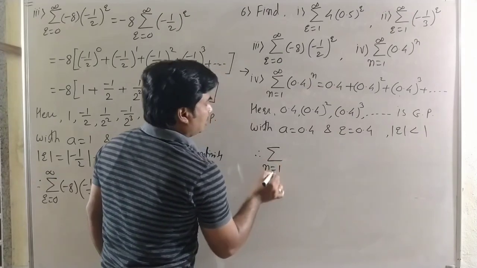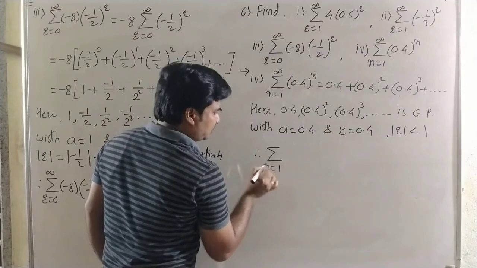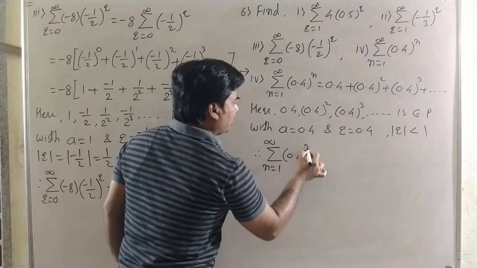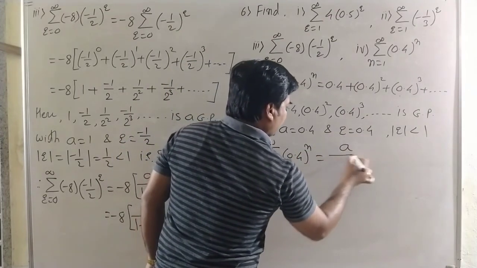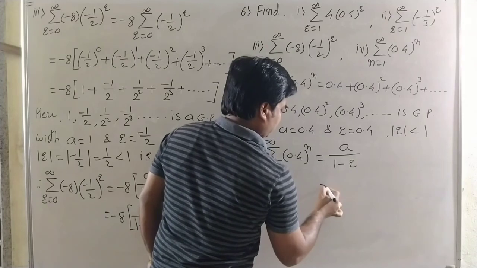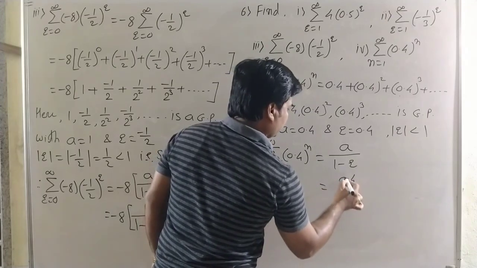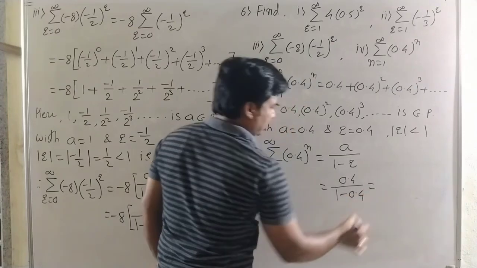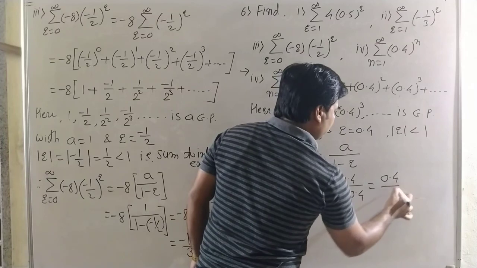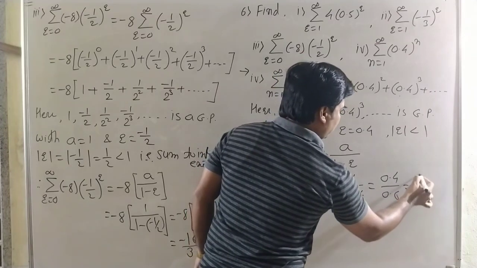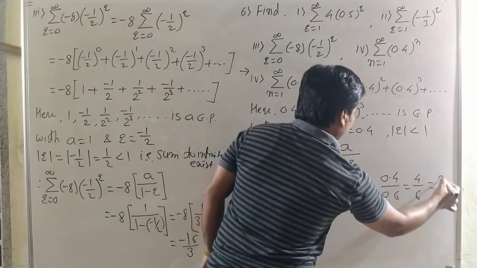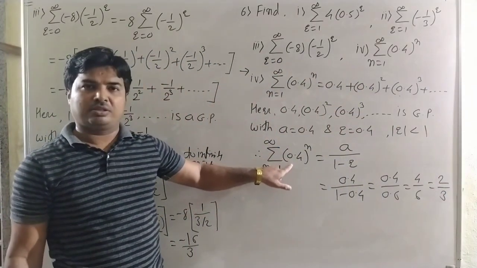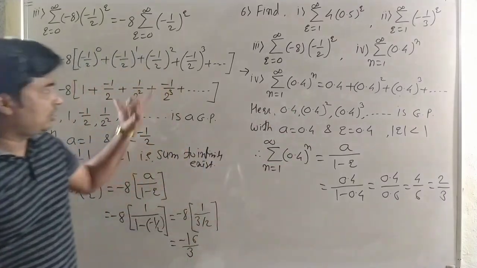summation of 0.4 to the power n, where n is equal to 1 to infinity, 0.4 to the power n is equal to a upon 1 minus r. Then a, it is a 0.4 upon 1 minus 0.4, and then take the calculation. It is a 0.4 upon 0.6, it is a 4 by 6, and that means 2 by 3. It is the sum of the infinite terms of this. Okay? See carefully this, check all the calculations.